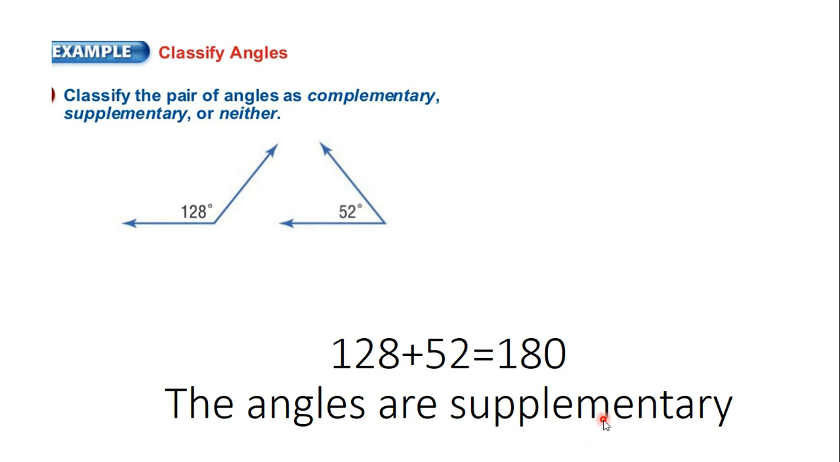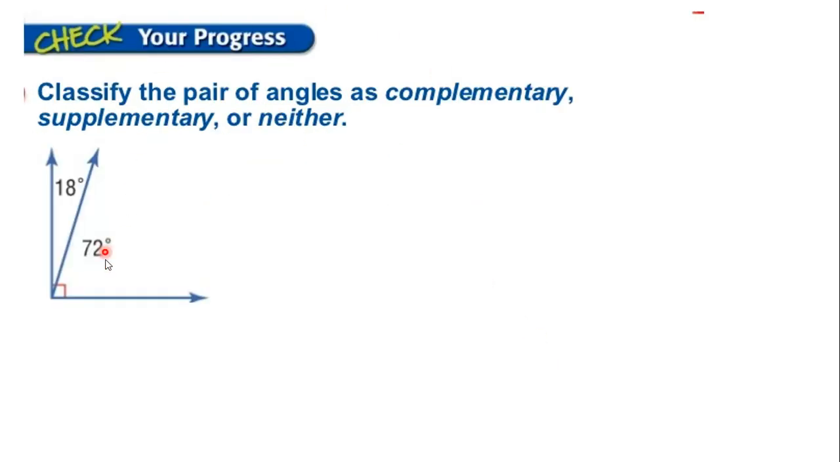Another example, I need to classify the pair of angles as complementary, supplementary, or neither. I need first of all to add the measures of the angles, 18 plus 72 degrees. If their sum is equal to 90 degrees, then they are complementary. If their sum is equal to 180, then they are supplementary. So 18 plus 72 is equal to 90 degrees, so they are complementary angles.